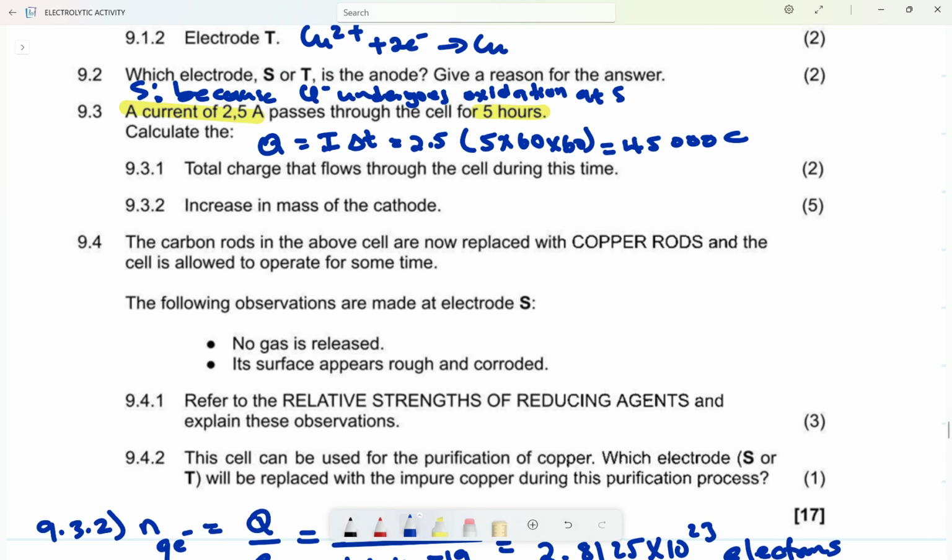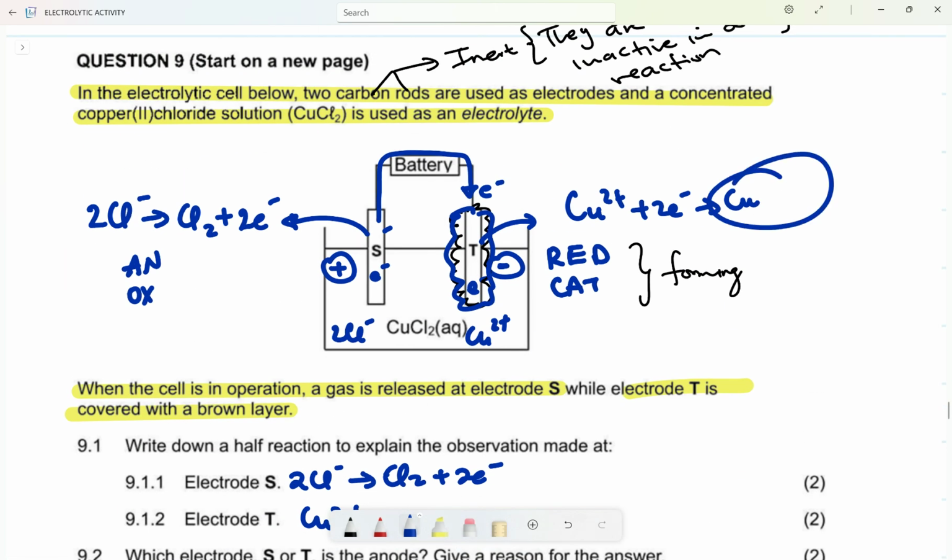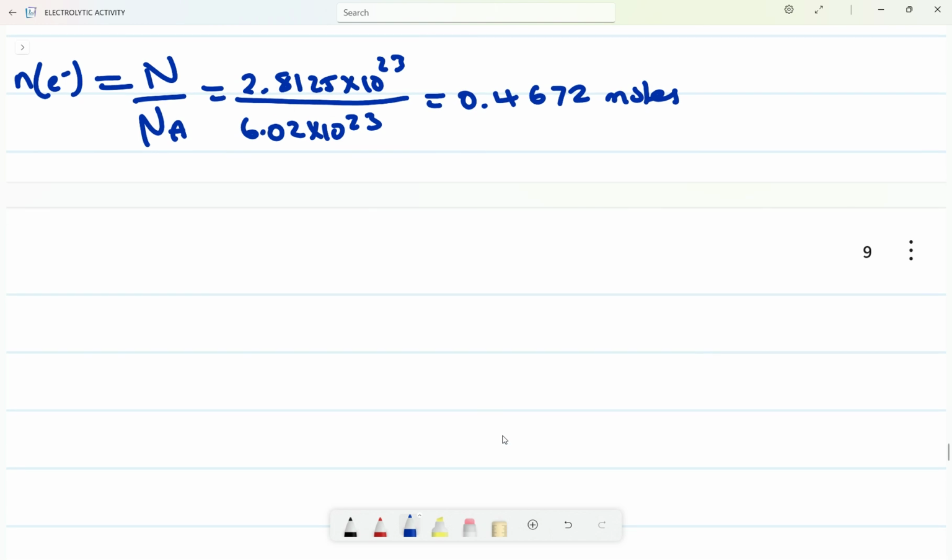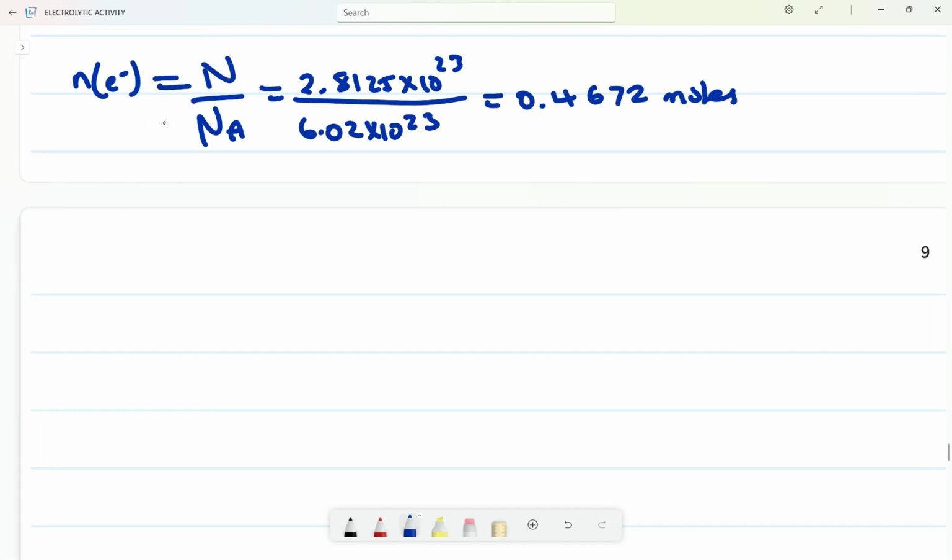But now remember, we are trying to calculate the what? The increase in mass of the cathode, and the cathode is my copper. So I will need a mole ratio between the number of moles of electrons as well as the number of moles of copper. Can you see that for every 2 moles of electrons, there is 1 mole of copper? So for me to convert from number of moles of electrons to number of moles of copper that I'm looking for, I'm going to say the number of moles of copper is half the number of moles of electrons, because the ratio is 1:2.